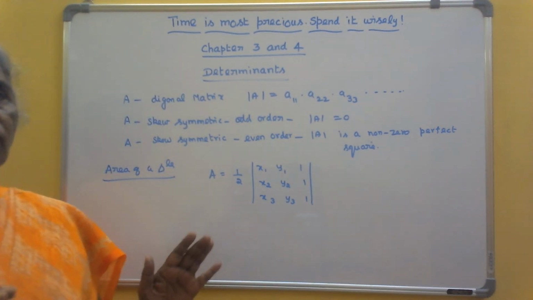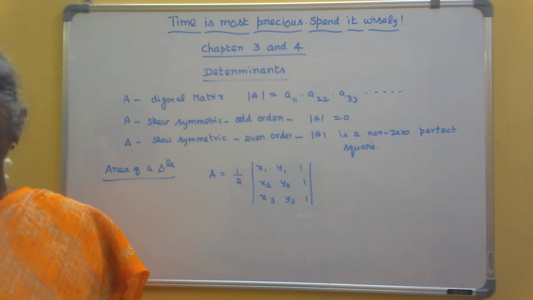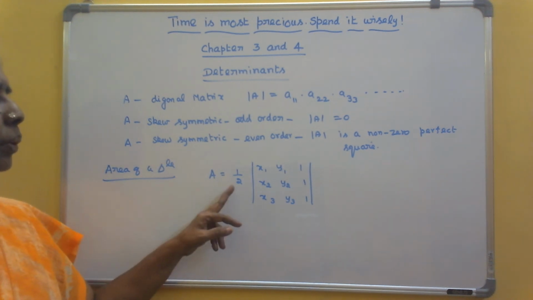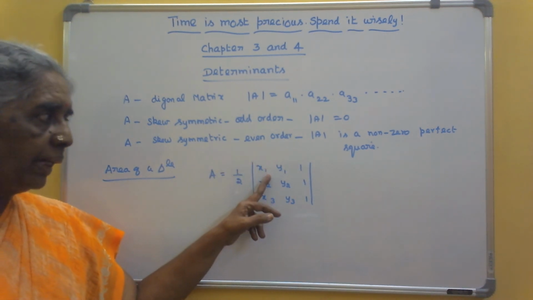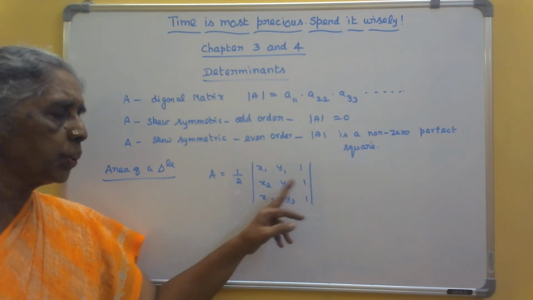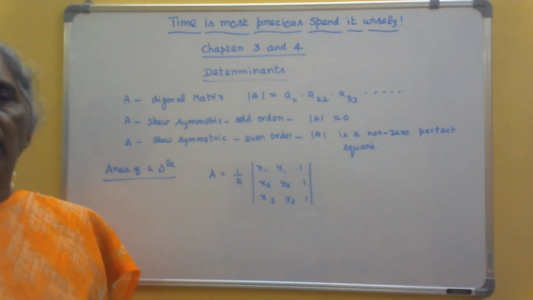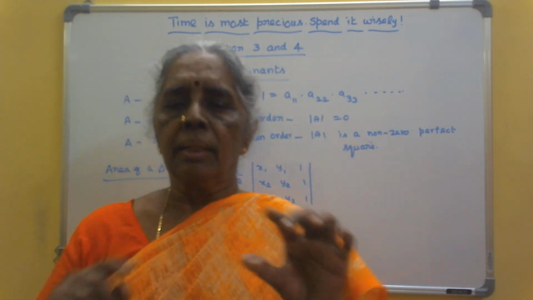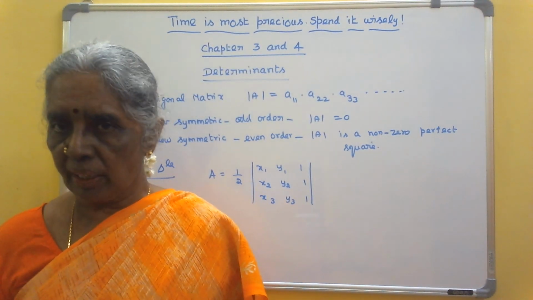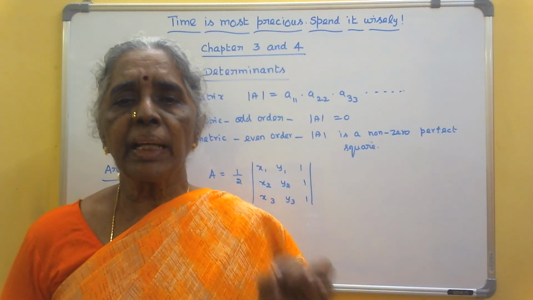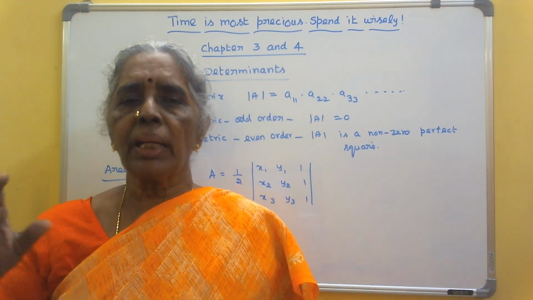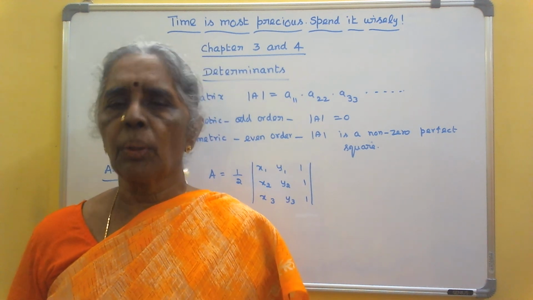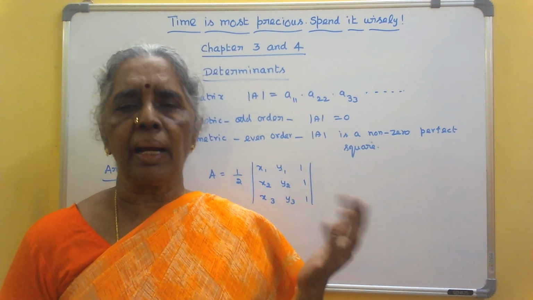Then, if they give you the 3 vertices of a triangle, what is the area of the triangle using determinants? Area is equal to half determinant of the matrix with rows x1, y1, 1; x2, y2, 1; x3, y3, 1, where (x1, y1), (x2, y2) and (x3, y3) are the coordinates of the 3 vertices of the triangle. If they give the condition for collinearity of the 3 points, then naturally the area will be equal to 0. You can use that property and find it out.